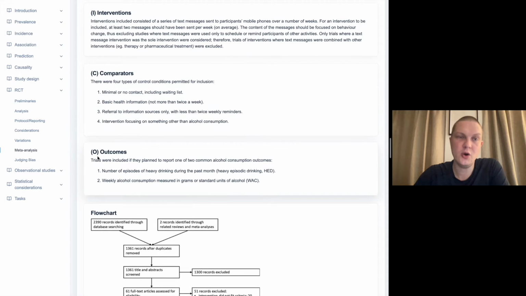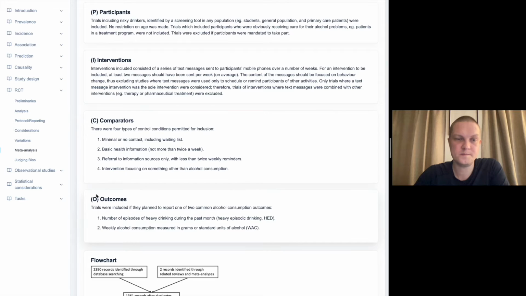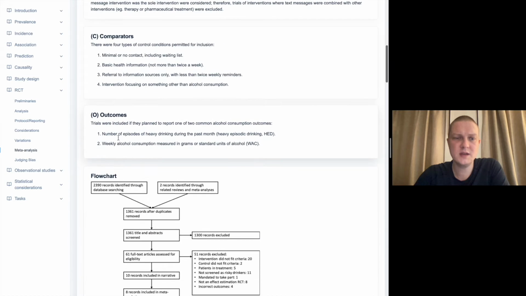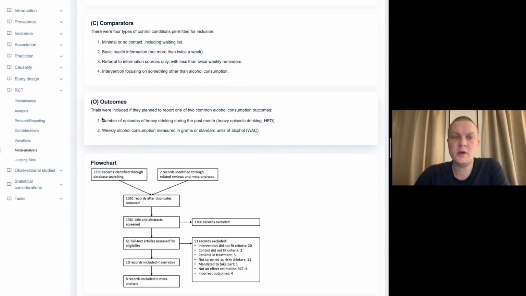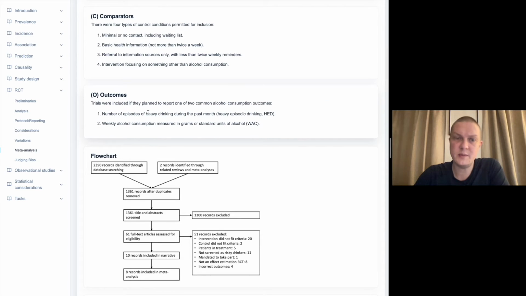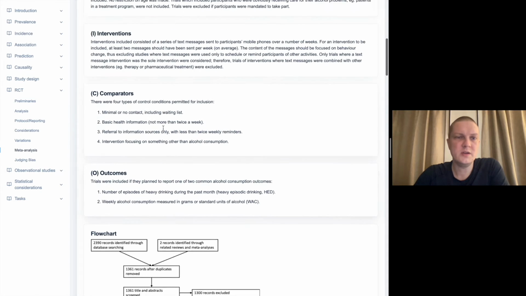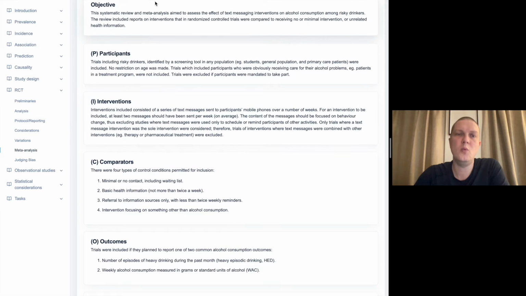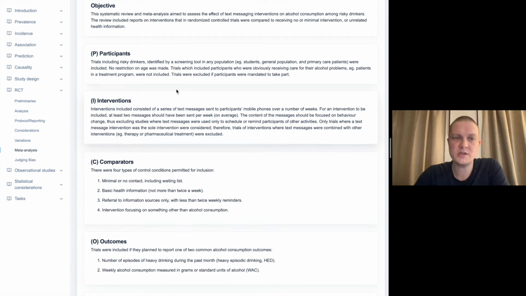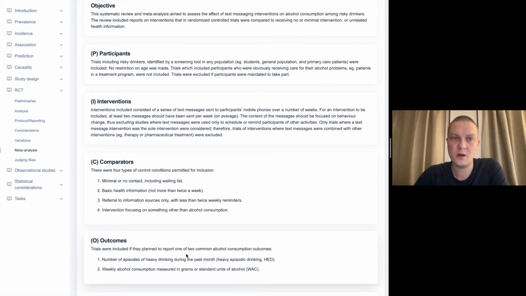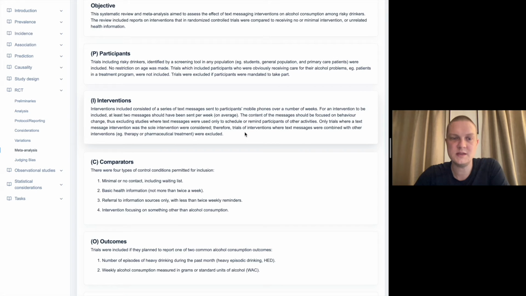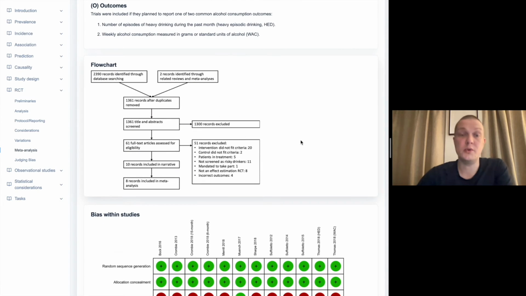And finally, the O, which makes up PICO, our outcomes. We said, well, we are interested in including trials if they plan to report one or two common alcohol consumption outcomes, number of episodes of heavy drinking, and weekly alcohol consumption. So this really defines what we're trying to do and which studies we're going to include in our systematic review and meta-analysis. Then you go through the process of actually identifying them in databases.